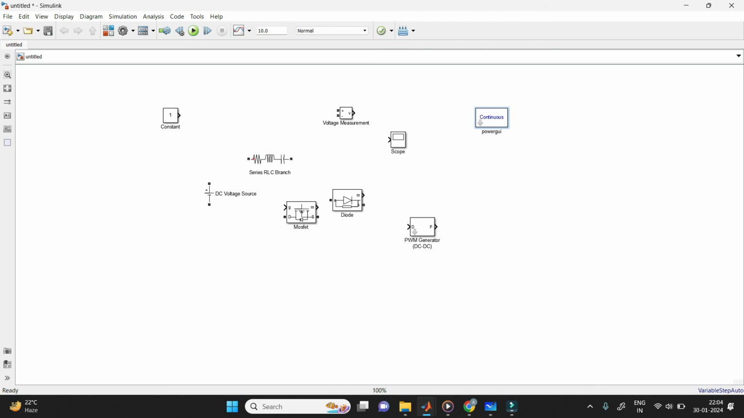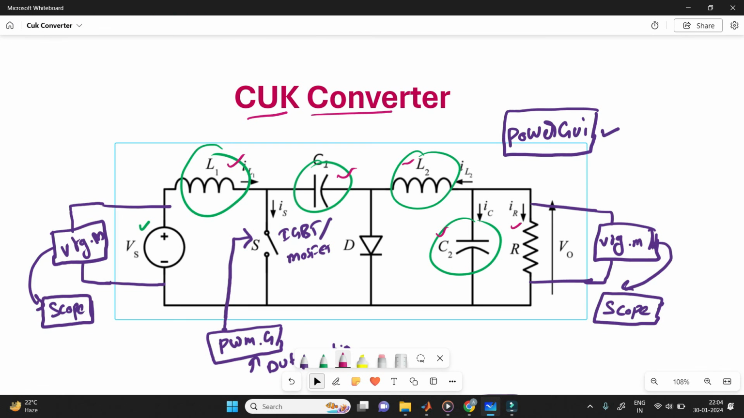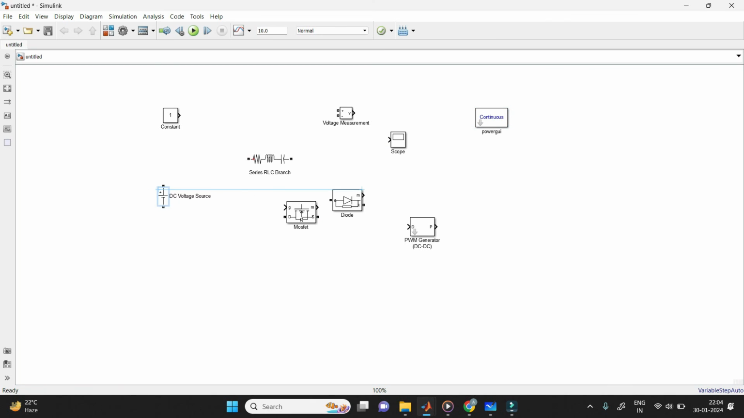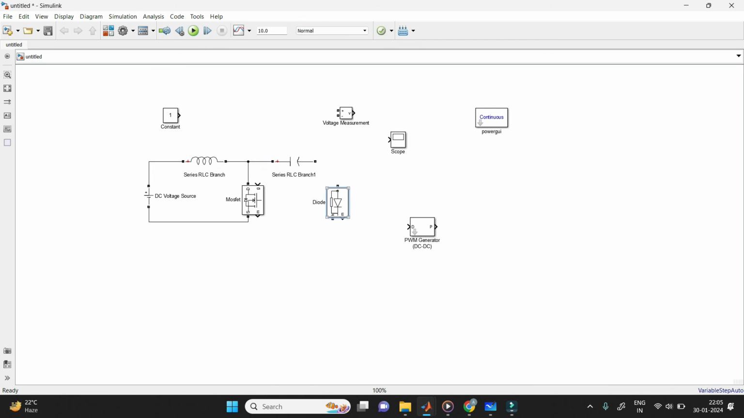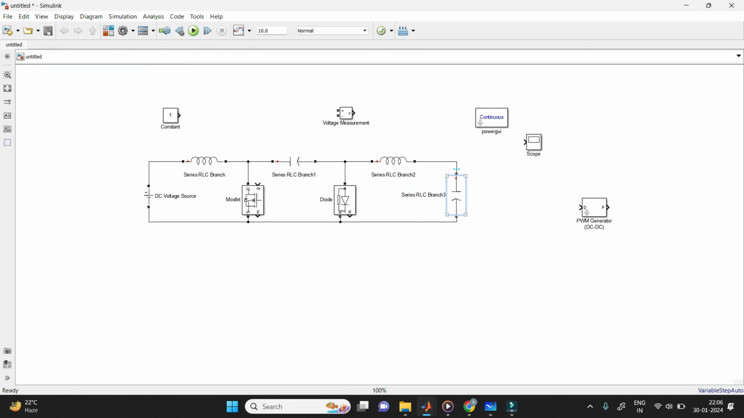Now just connect them as per our circuit diagram. First of all, we need to take the input voltage, then connect it to inductor 1. So I'm taking a DC source and connecting it to the inductor. Then connect the switch and rotate the switch as per the circuit. Then connect the capacitor and connect the diode. Take the second inductor and second capacitor also. Finally connect to the load R.